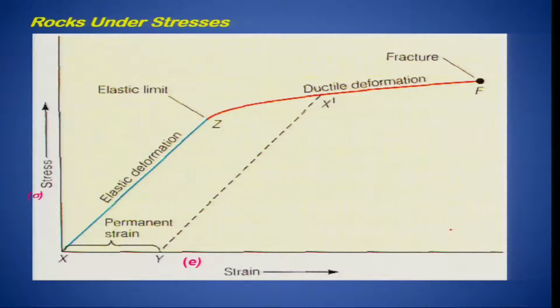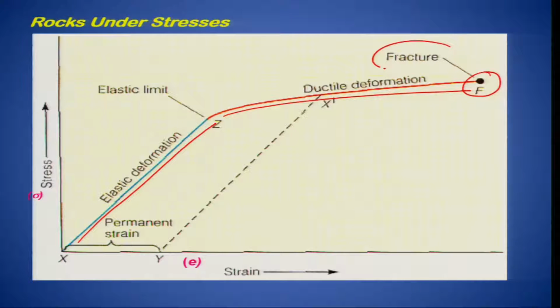So, a very simple stress-strain relationship: if you keep on increasing the stress, you keep on building up the strain. Eventually, all material within the earth or at the earth surface has some plasticity. So, initially it will deform elastically, then you will have ductile deformation, and then finally you will have fracturing. And this fracture, what we see, is your rupture.